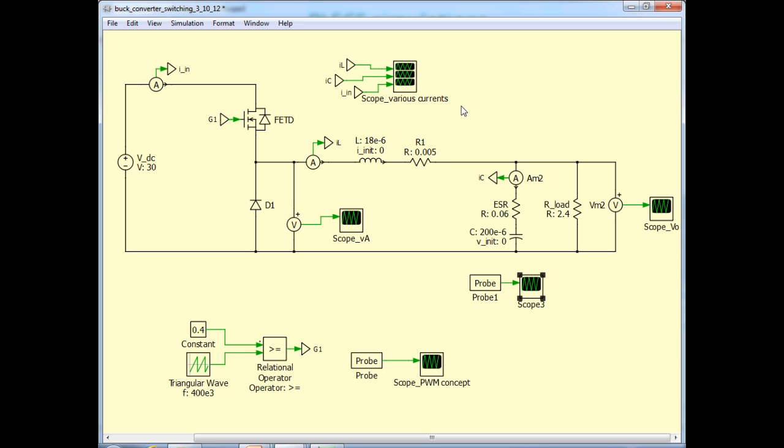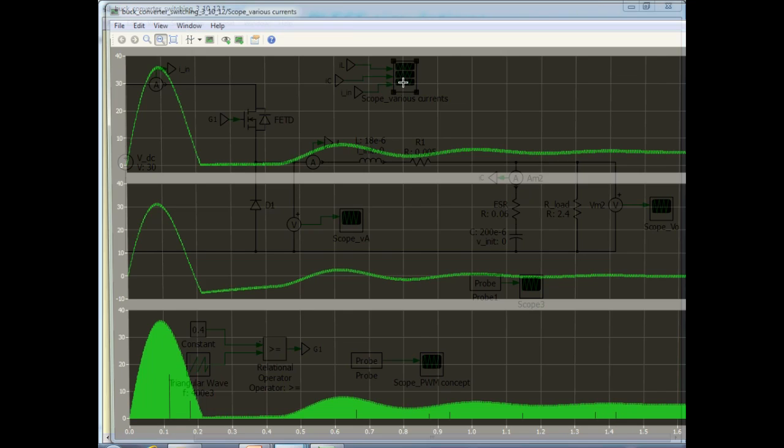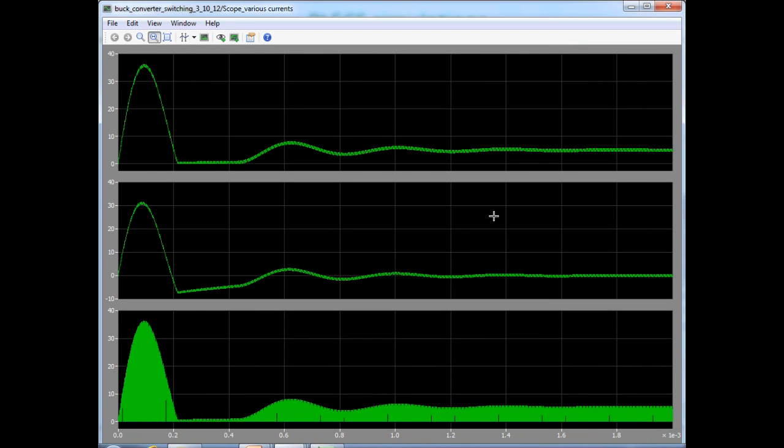Next, let's look at some more steady state switching waveforms. This time we'll look at the various current waveforms. This scope monitors the inductor current IL, the capacitor current IC, as well as the input current IN. Let's look at these three waveforms. The top waveform is the actual inductor current, the middle waveform is the capacitor current, and the final one is the input current.